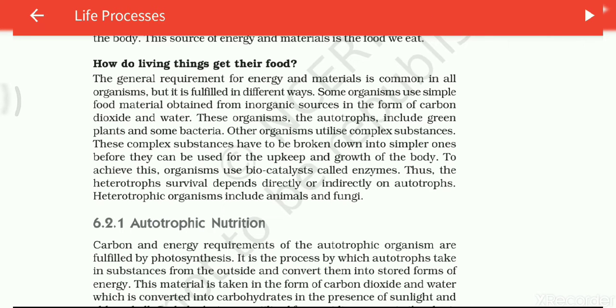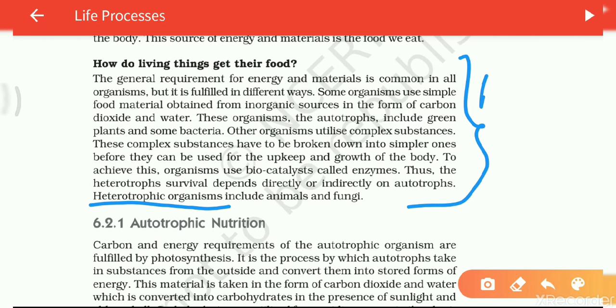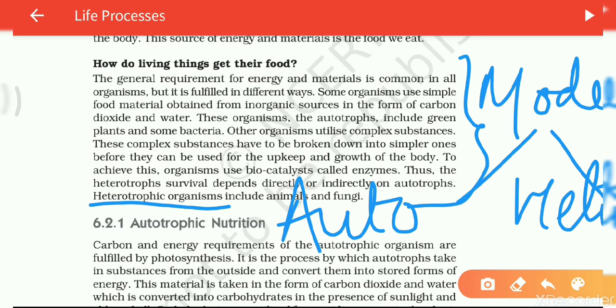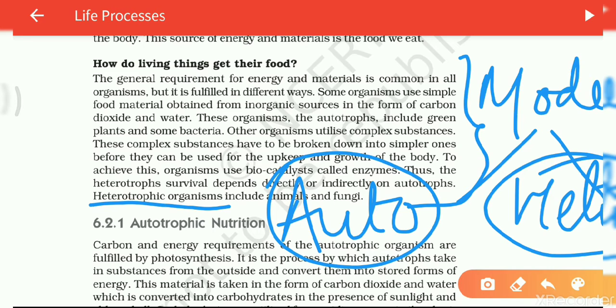Now here is another one given, the heterotrophic organism. In a simple way, modes of nutrition are divided into two. The first is autotrophic, and the second is heterotrophic. Autotrophs are those which can make their own food with the help of inorganic resources, that is carbon dioxide and water. Heterotrophic organisms are those which cannot make their own food and always depend upon others for their food.